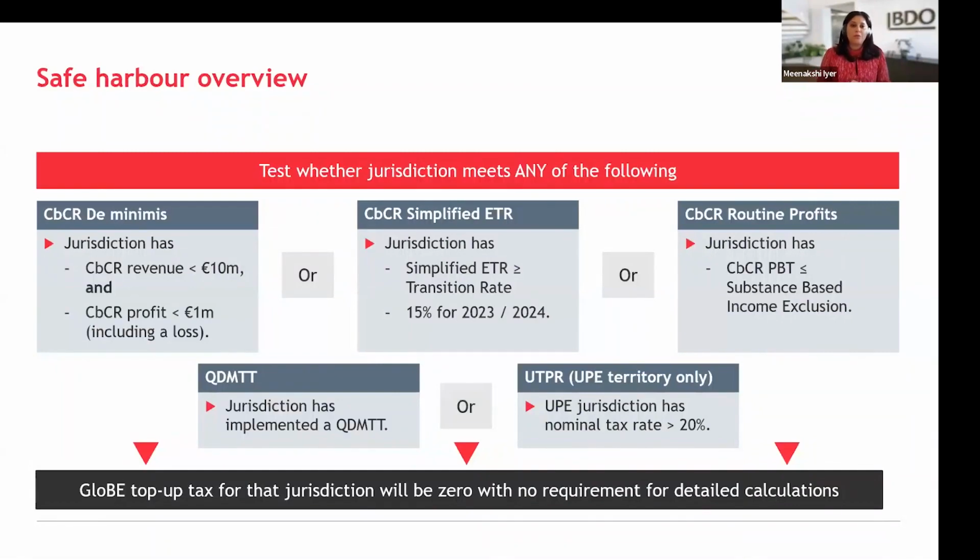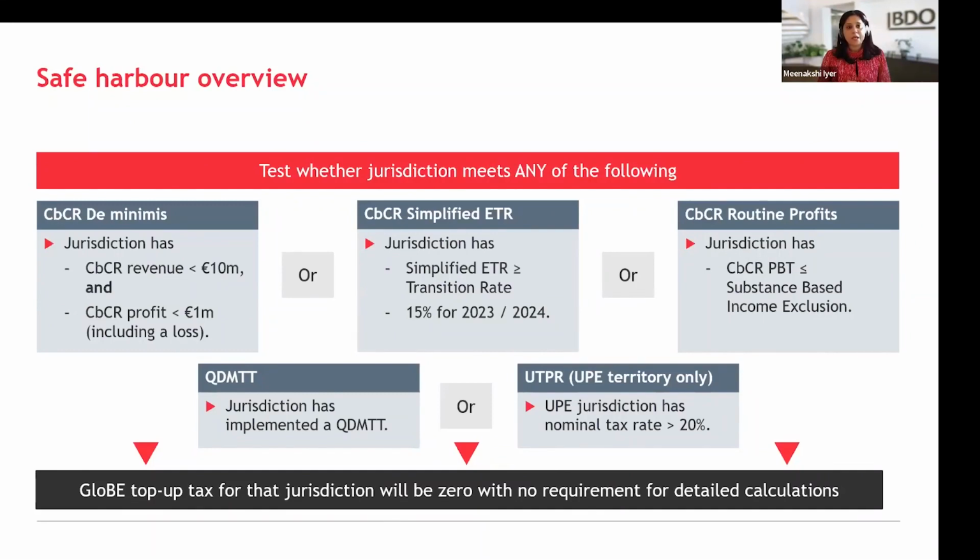So many of you already know that there are some transitional safe harbors that the OECD have released, and some countries have already implemented, like the UK on the C by C based safe harbor. And this is a relief in the interim, as Ross said, so that the groups don't have to actually prepare detailed GloBE calculations in all jurisdictions. So I'll just quickly take you through what are the key features of these safe harbors.